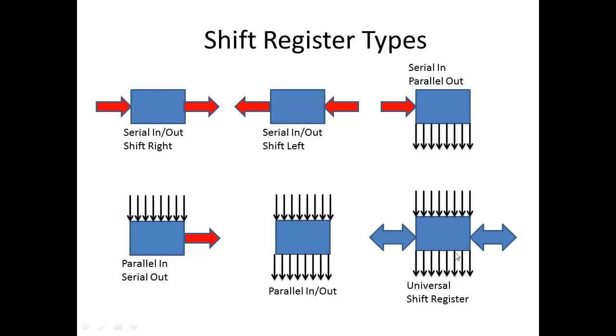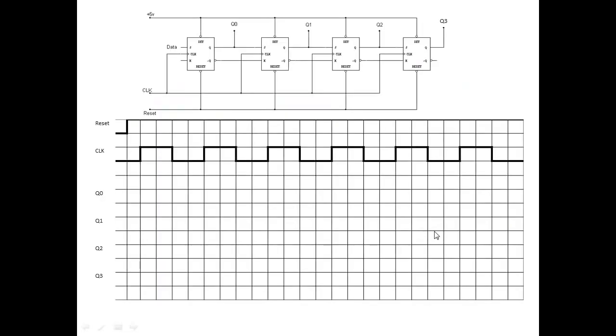And this is what's called a universal shift register, and you can either shift in and out, right or left, either way. You can also do parallel in, serial out, serial in, parallel out, and serial in, serial out, whatever way you want to do it. So this is kind of the universal processor.